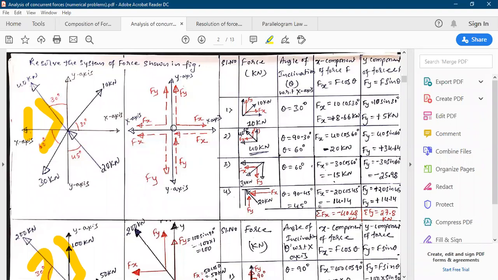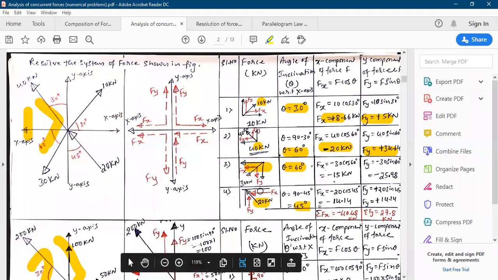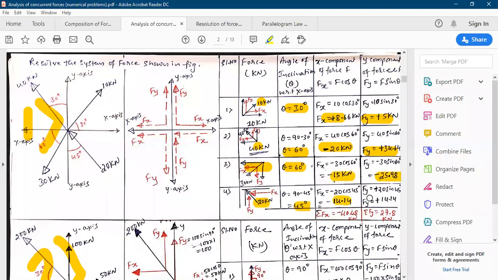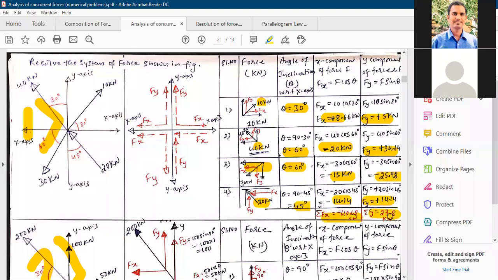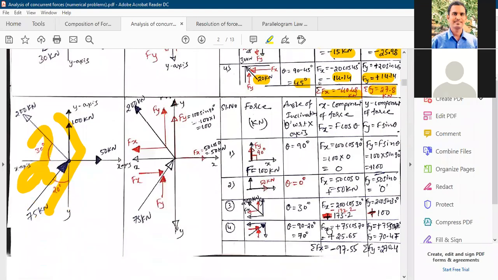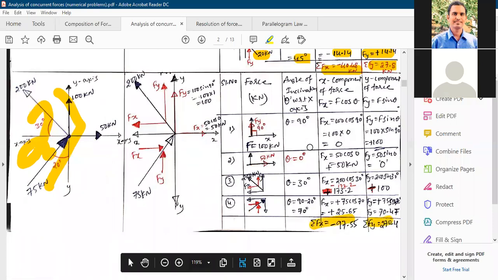To do that, we identify the x component and y component of all the forces taken separately. Consider all the forces, identify their angle of inclination with respect to the x-axis, find out their x component and y component, and add them. Determine the sigma fx and sigma fy. Similarly, for all problems, determine their sigma fx and sigma fy.